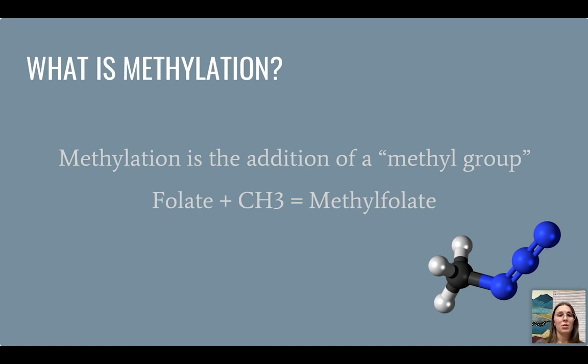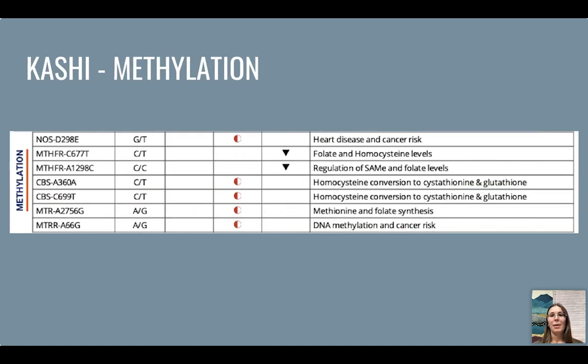So going back to the previous slide here, I'm going to skip over the NOS for a second, since we already talked about MTHFR. So these 2 MTHFR genes, which were up in the heart section, are back down here because they're methylators. They help to methylate folate and activate it.